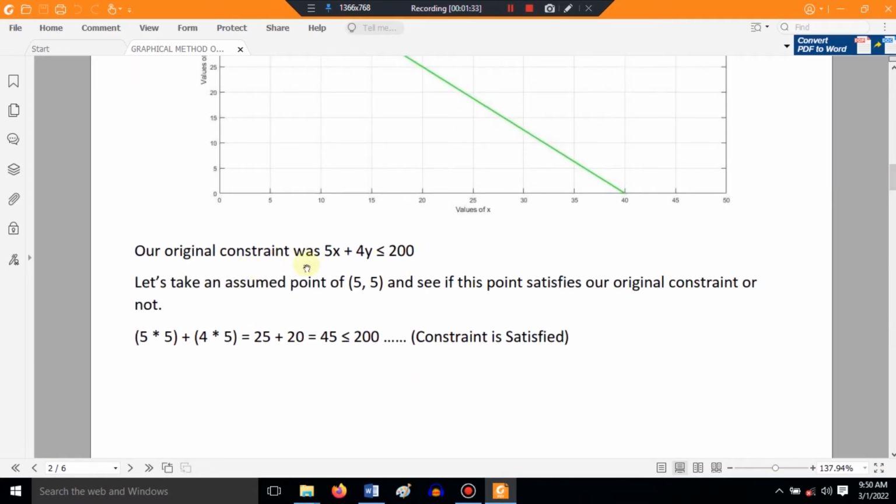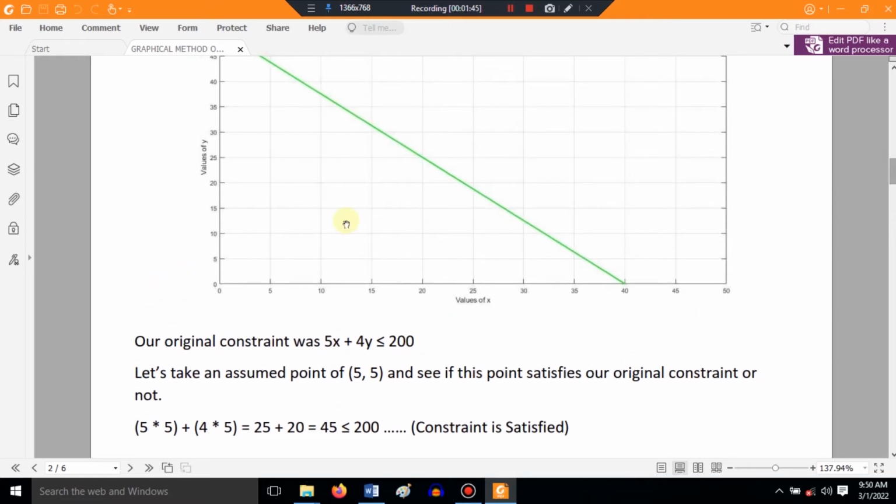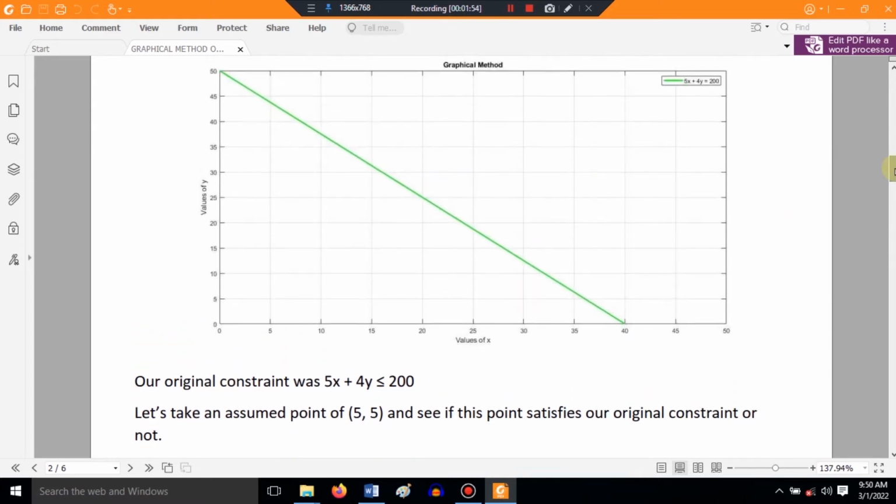But our original constraint was an inequality constraint, which states that 5x plus 4y should be less than or equal to 200. In order to take the effect of the inequality constraint, we will first take some assumed point either above this line or below this line, because an inequality constraint means some portion or area which will satisfy this constraint, and that area can either be above this line or below this line.